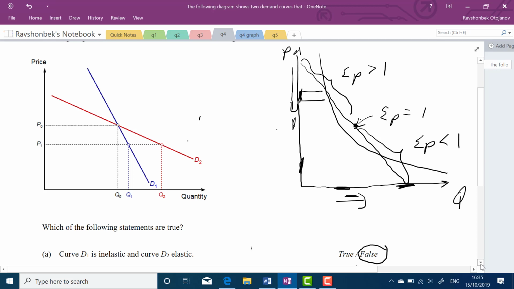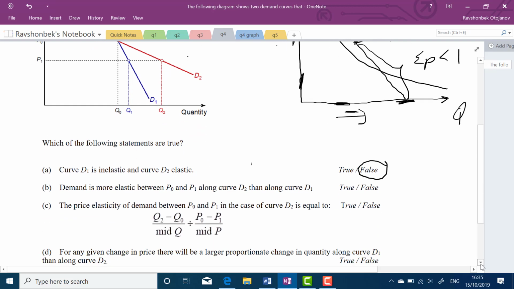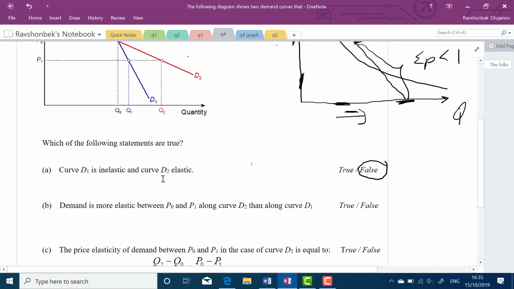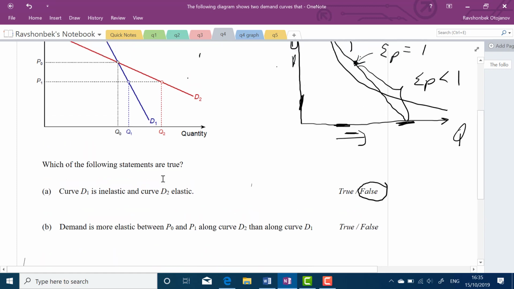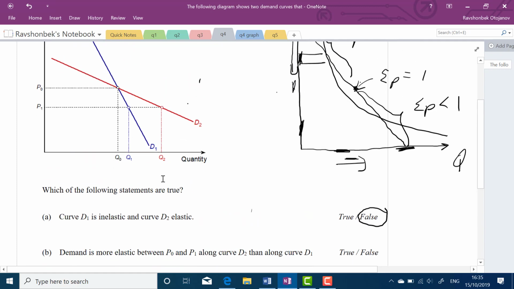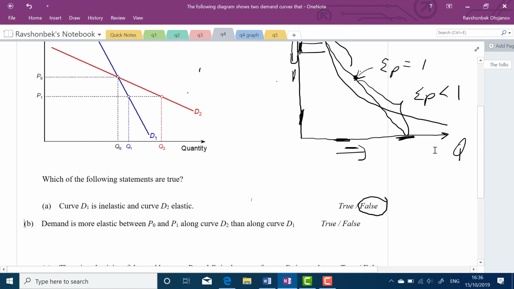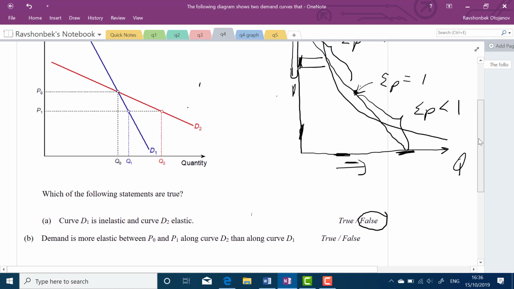Moving on now. There is also an example, I think, in the lecture notes, not numerical, just a description, but there will be a quiz question about this. Hopefully you will be able to solve that. Now, how about the next one? Demand is more elastic between P0 and P1, so it's referring to two points now, along the curve D2 than along the curve D1. This is the right question to ask. So I'm going to move on now. Who wants to answer it, please?